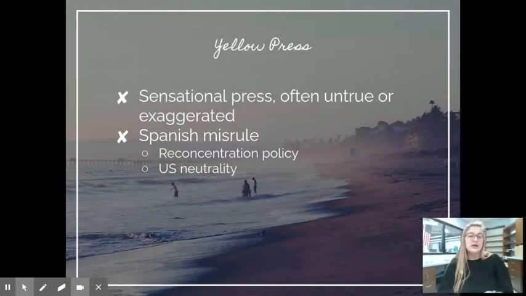So there are Americans living in Cuba. And they have this reconcentration policy where the Spanish military puts masses of Cuban civilians in areas under their control called concentration camps. And the U.S. is kind of just remaining neutral and just letting their sugar planters plant sugar and just turning a blind eye to what's happening. And it is horrible, but it's sensationalized in the press, in the yellow press.